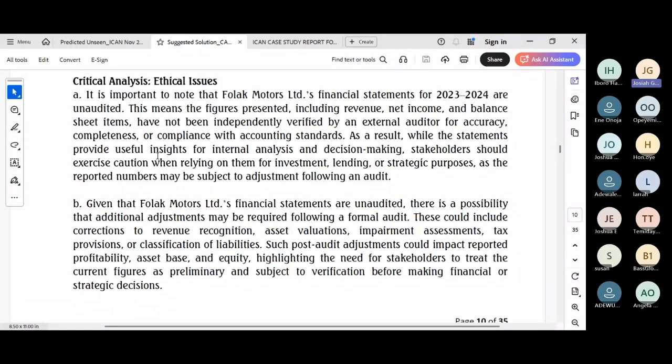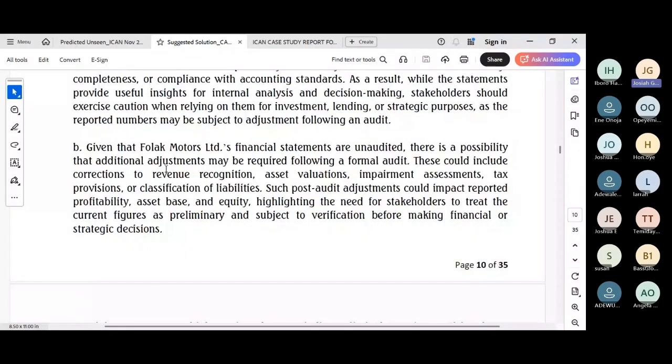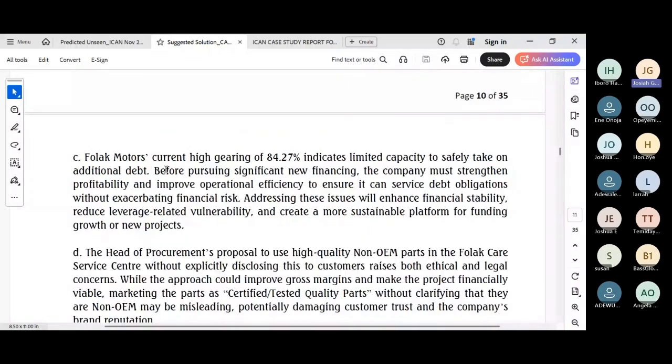They are different points. Number 3, we said another ethical issue is the issue of gearing. You see, it's appearing here. So you could replicate some of the points because it's a... We said it indicates limited capacity to safely take on additional debt, and before pursuing significant new financing, the company must strengthen profitability and improve operational efficiency.